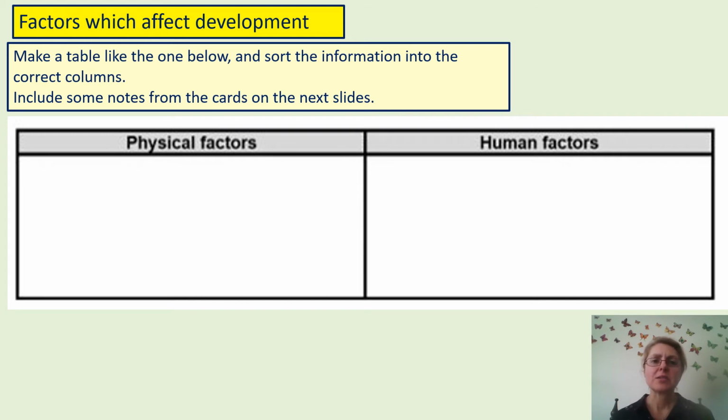Please copy the title and make a table like the one on the slide in your books. Over the next 8 slides, you are going to read about different factors that affect development. You need to sort the information into the correct columns and make a few important notes about each slide. Press pause now to create your table.